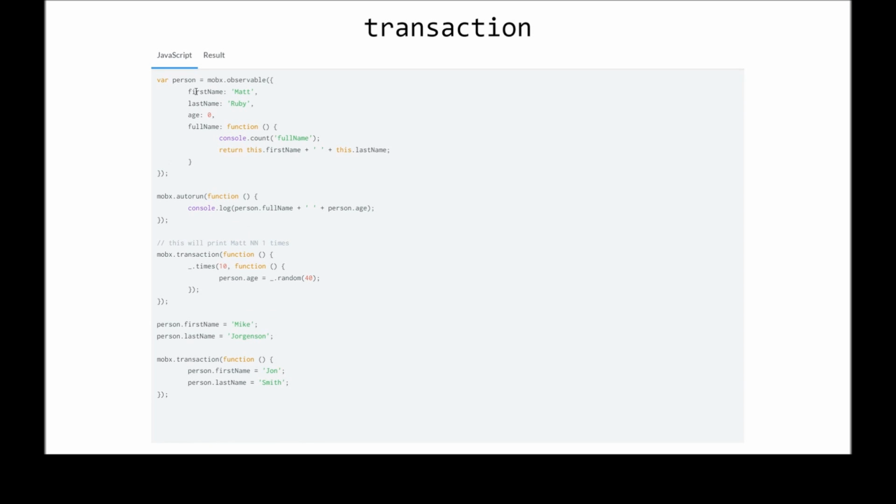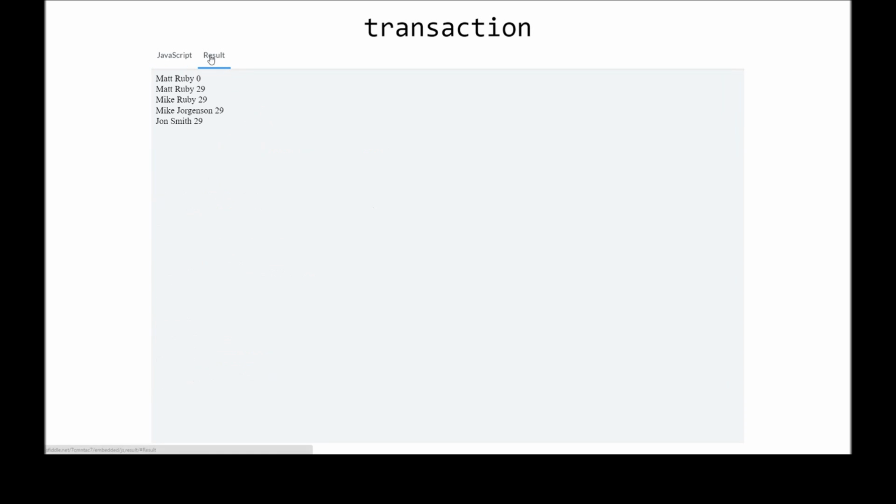We've got the same observable object we had before. We've got an auto run that's looking at full name and age. This time I'm going to change the age 10 times within a transaction. Next, I'm going to alter the first name and last name separately. And then I'm going to do another example where I edit first name and last name, again, within a transaction. Let's see what's going to happen.